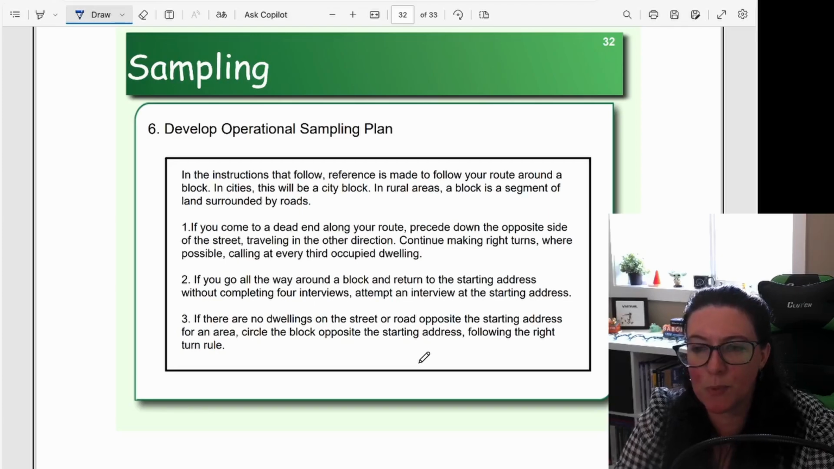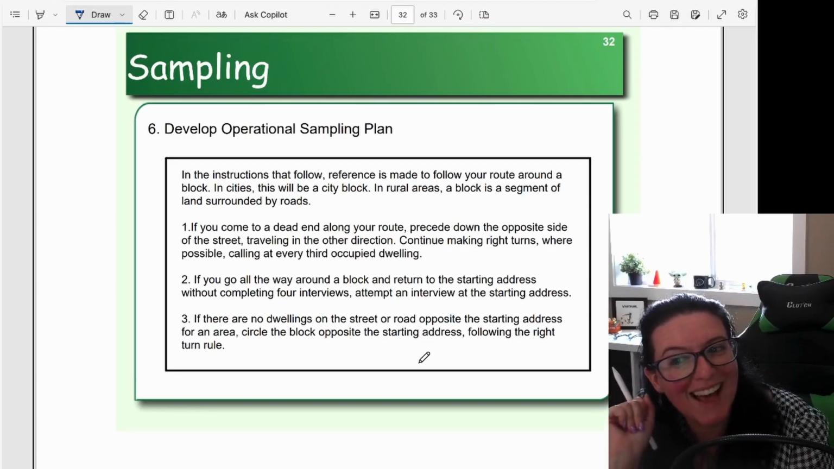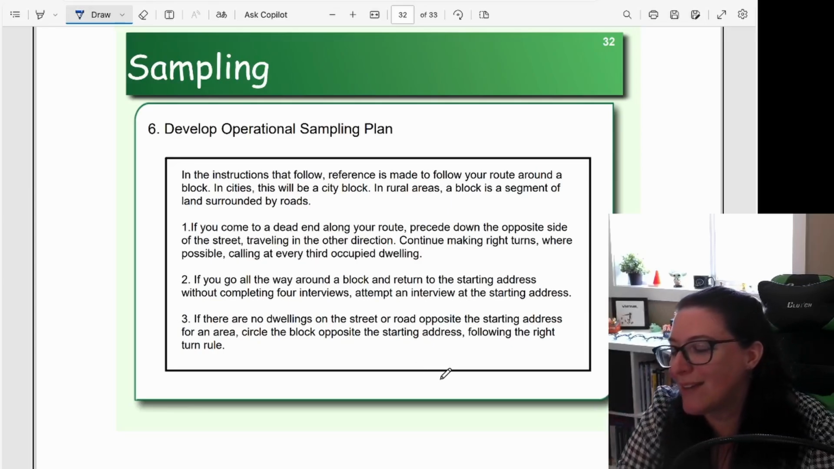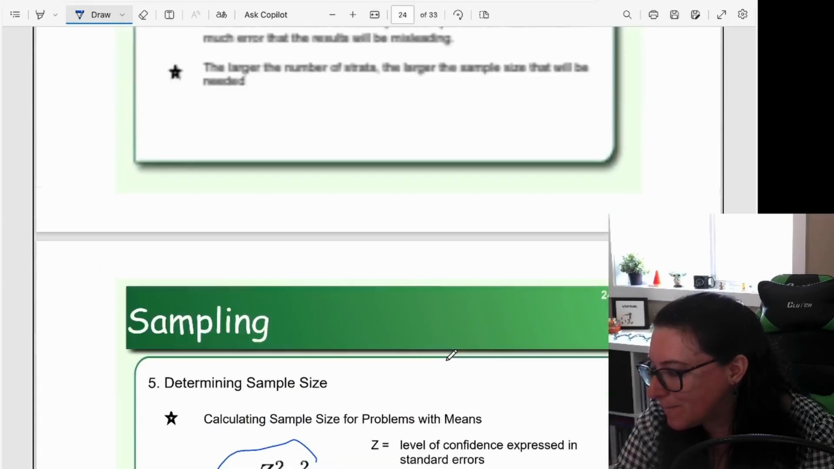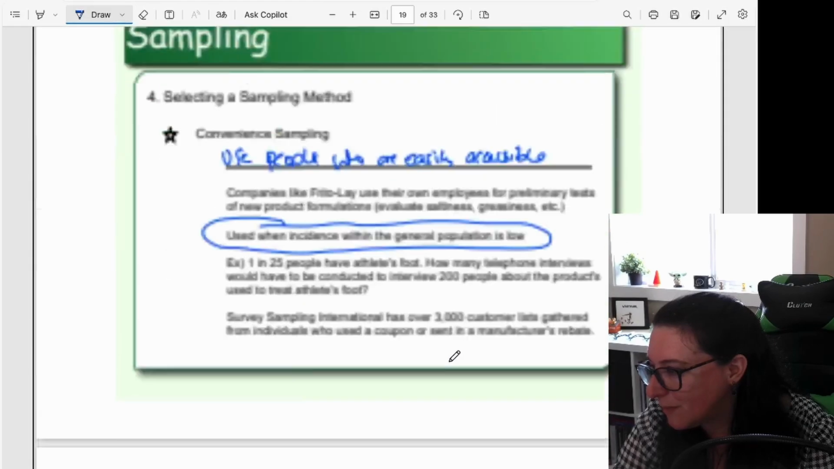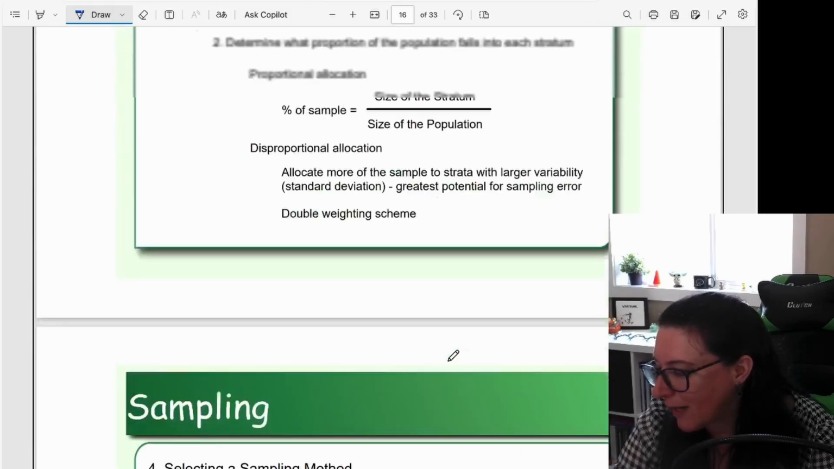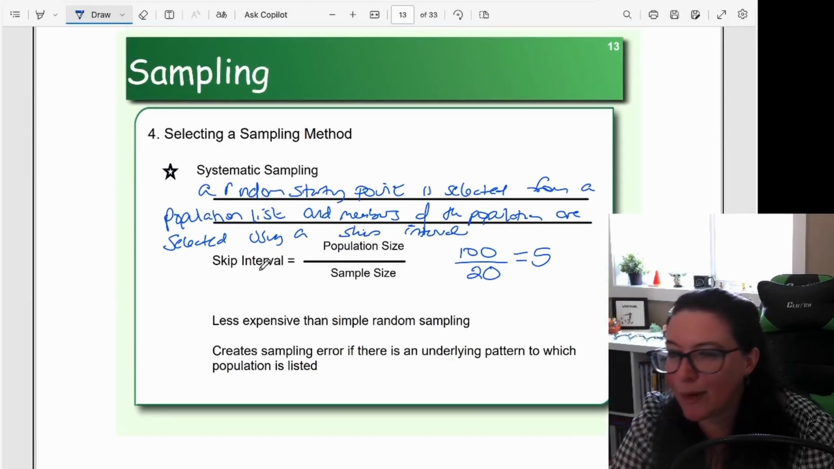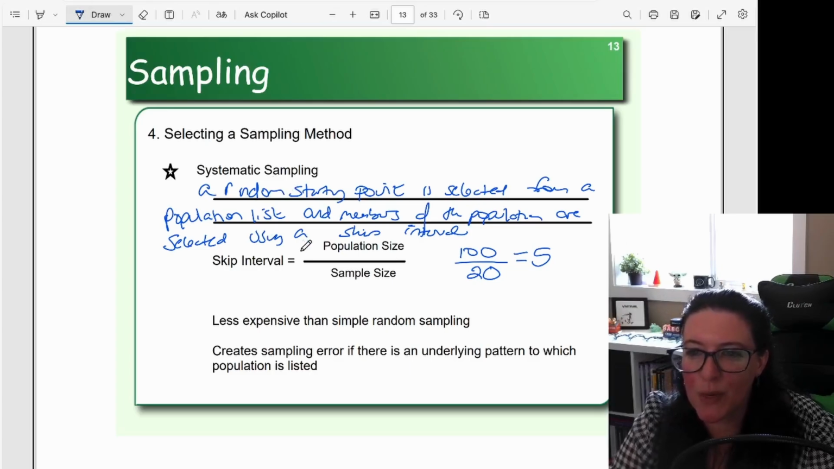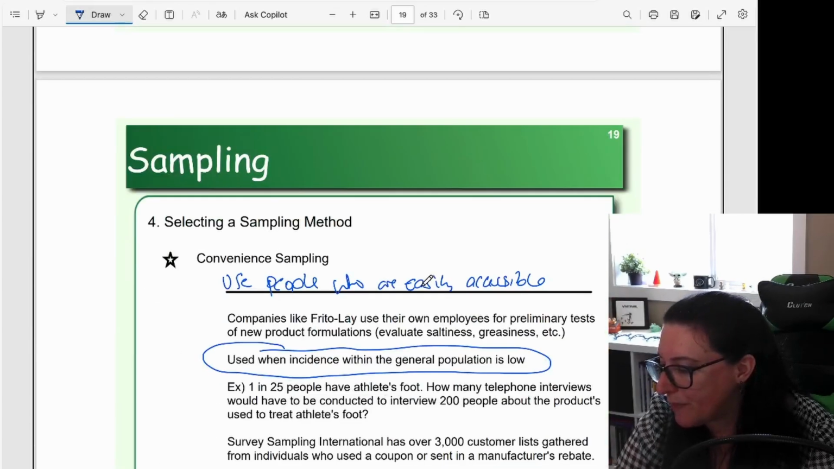So notice in this particular case, it's every third house. So what method is that? Right? Remember, that is our systematic. If we go back, notice the systematic sampling, we have a skip interval. So here we're using a skip interval as we go through the neighborhood.